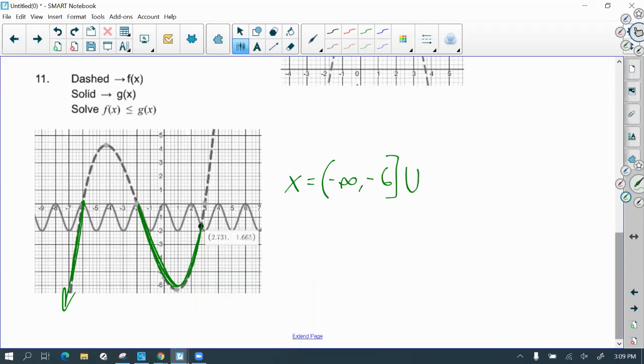Union that with this next section, starting when x equals -2, all the way until x equals 2.731. I hope that helps.